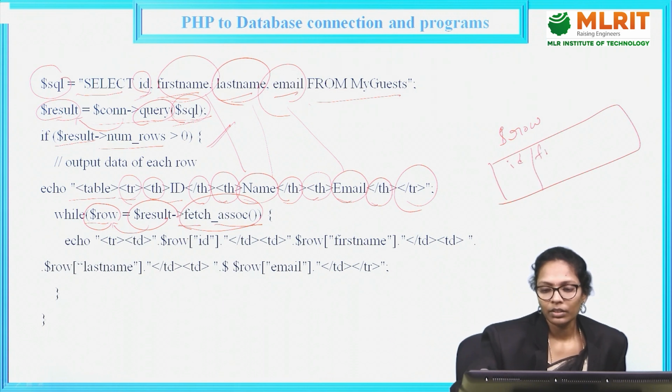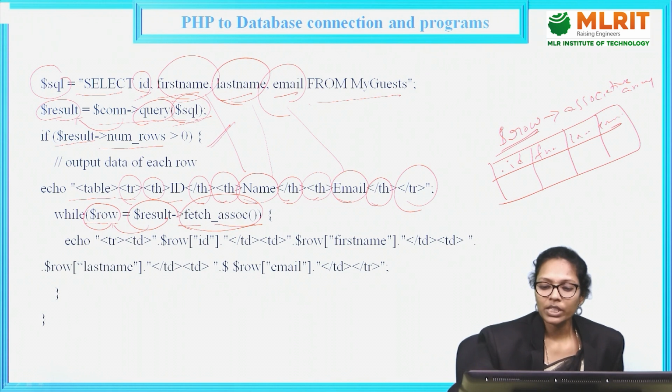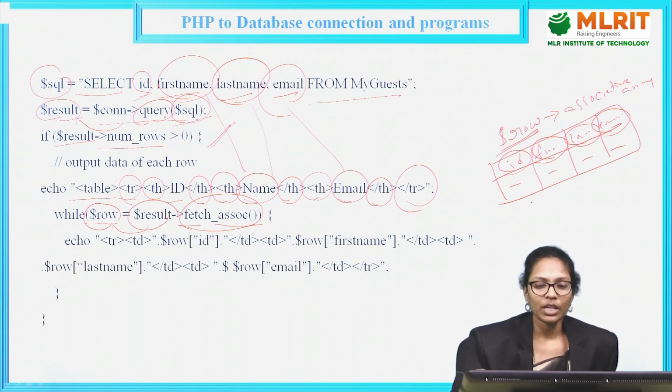ID, first name, last name, email, and the corresponding values also, only one single row. So now what is $row? $row is an associative array. In this associative array, all these are keys and whatever the values are there, they will work as values. So now I need to retrieve these values using these keys.